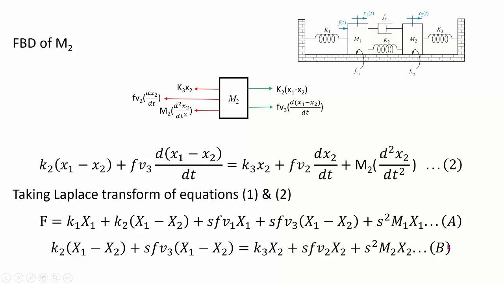So if you solve equations A and B, since you want to find the relation between f(t), the input, and the output x(t), and since if you look at equations A and B, you'll see that there are three variables. One is f, the other is x1, and the third is x2. You will find three variables in both the equations. So your task now is to eliminate the variable which is not required. So x1 is not required. You require only a relation between f and x2 because x2 is the output. So you will try to eliminate x1 using both the equations A and B.